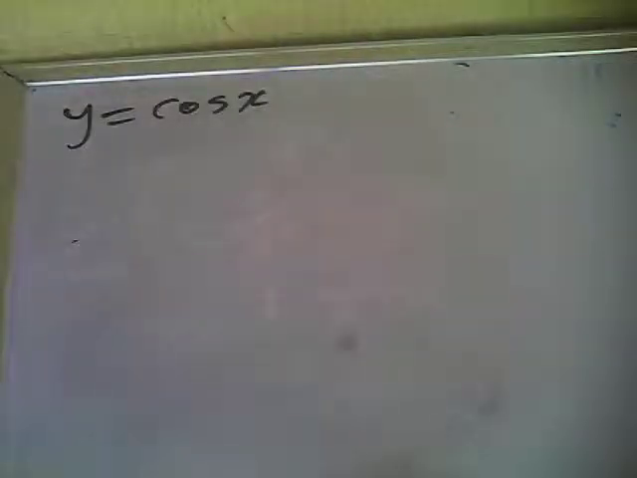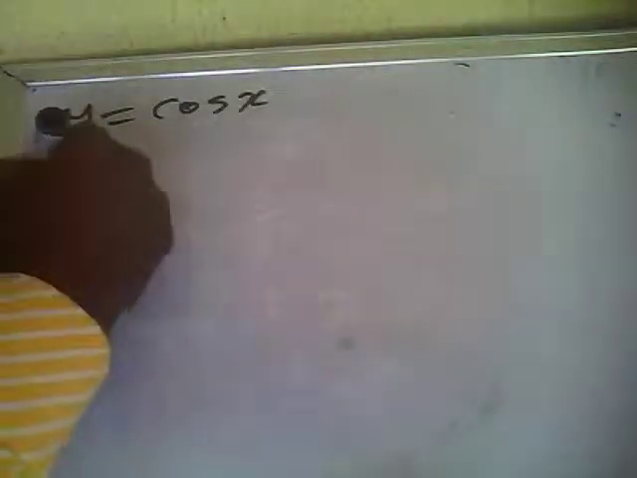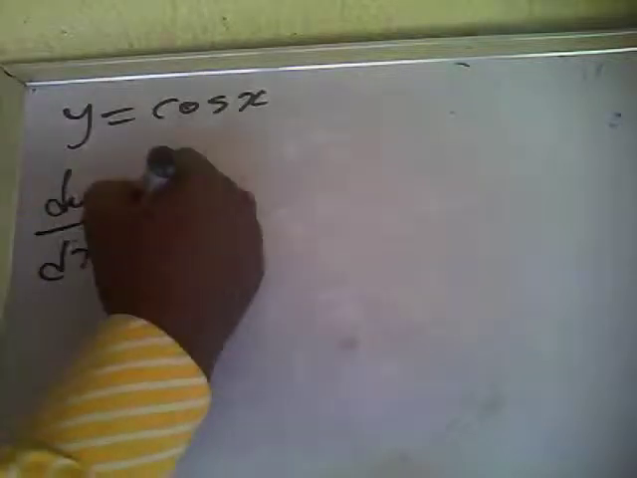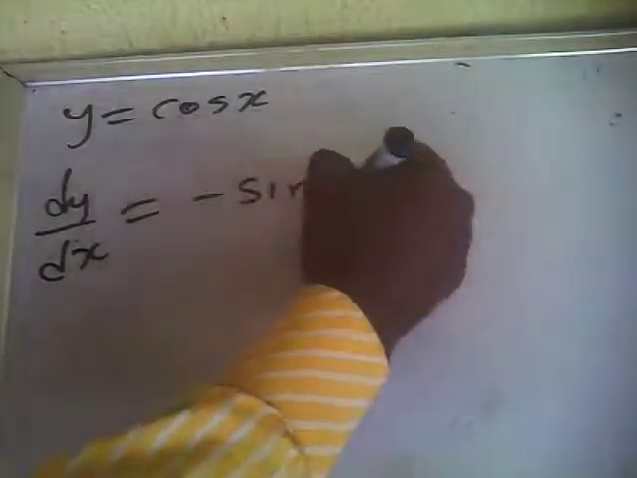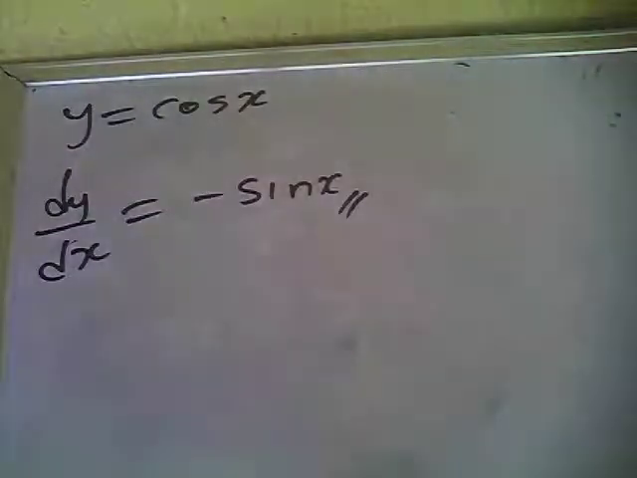Now the last question in that year is the derivative of a trigonometric function. This trig function here is the cosine function. They said if y is equal to cos x, find dy/dx. Oh, it's a very easy question. The dy/dx will just be equal to minus sine x. As simple as that.